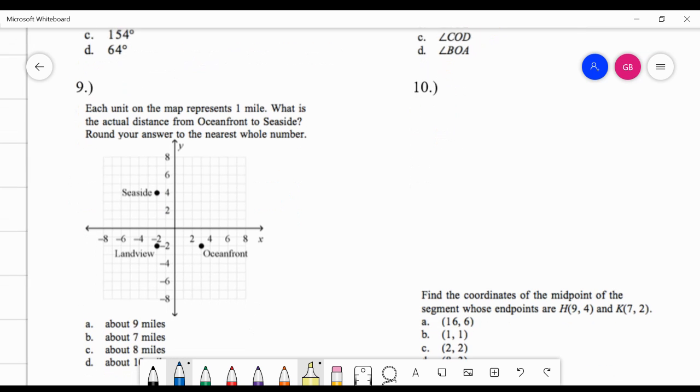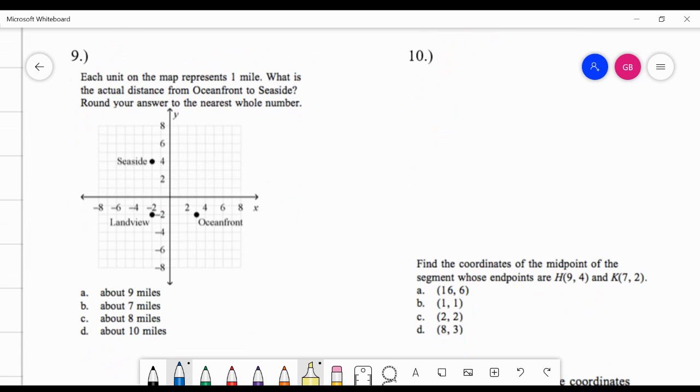Number 9. Each unit on the map represents 1 mile. What is the actual distance from Oceanfront to Seaside? So from here to here. Okay, and with this, I could use the distance formula by using the coordinates. So this is (-2, 4), and this down here is (3, -2). Label the points, and then we're going to use the distance formula.